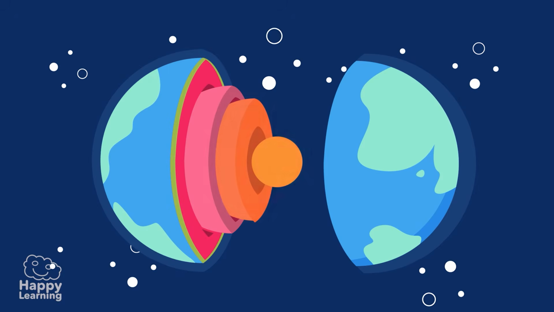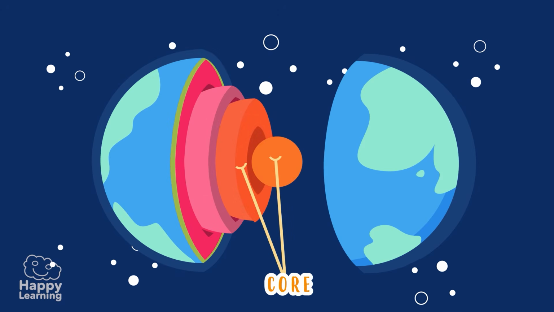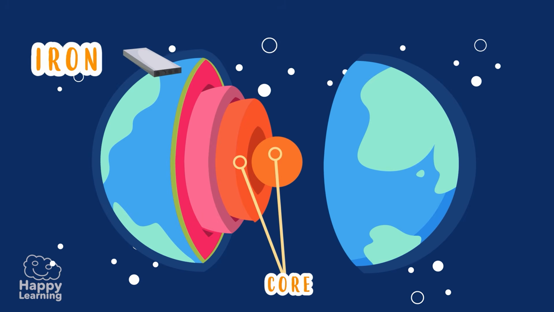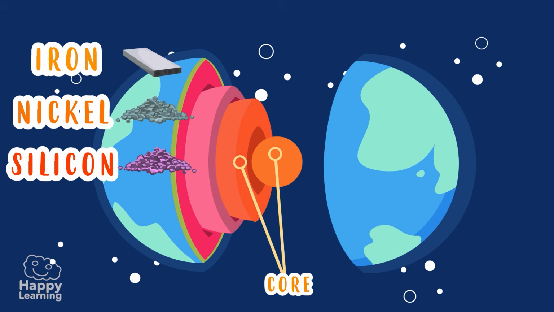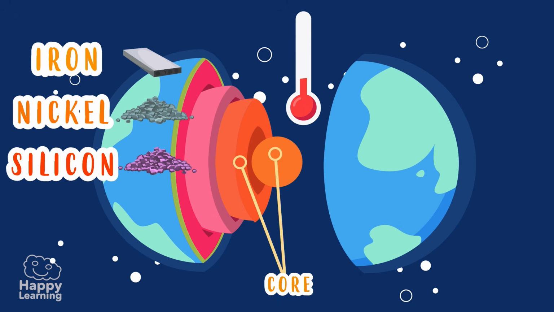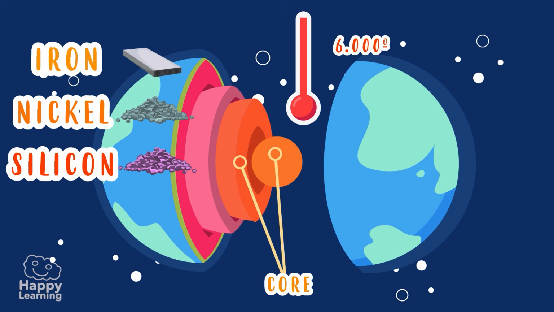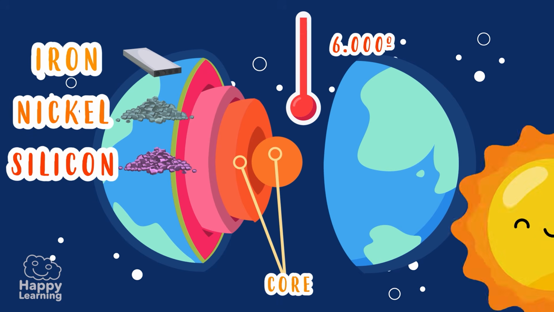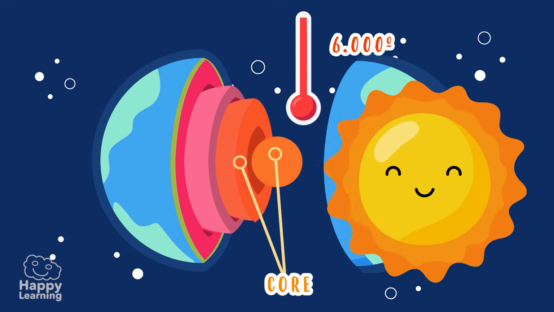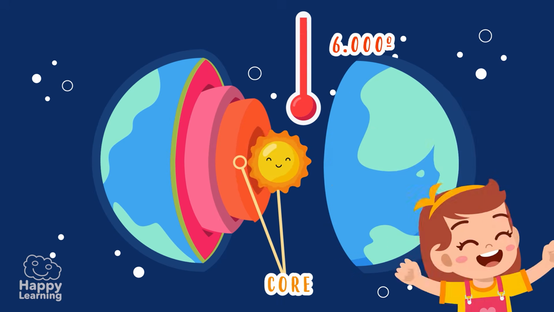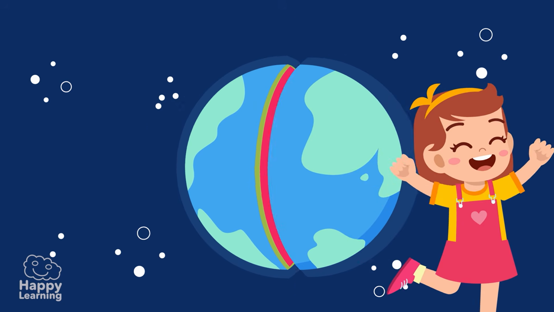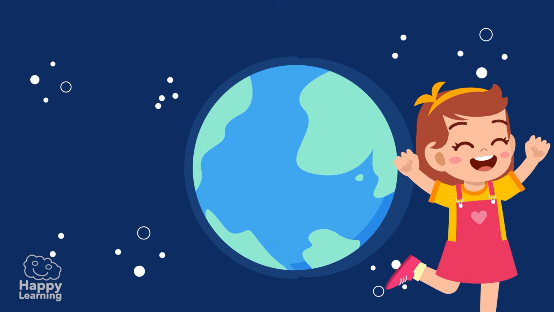The innermost layer of the Earth is the core. It is made of iron and other metals like nickel and silicon. And it is very, very hot, with a temperature of 6,000 degrees Celsius. It's more or less the same temperature as the sun. Could you imagine anything like it? A small sun inside the Earth. I can't believe it. It's amazing. Wow.